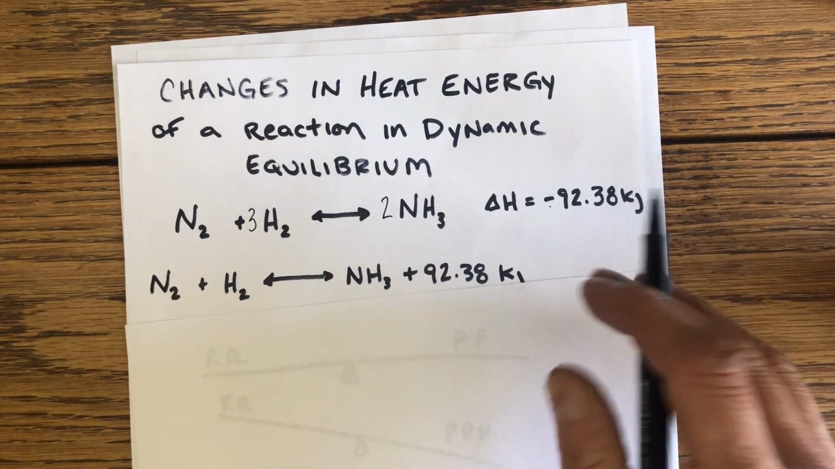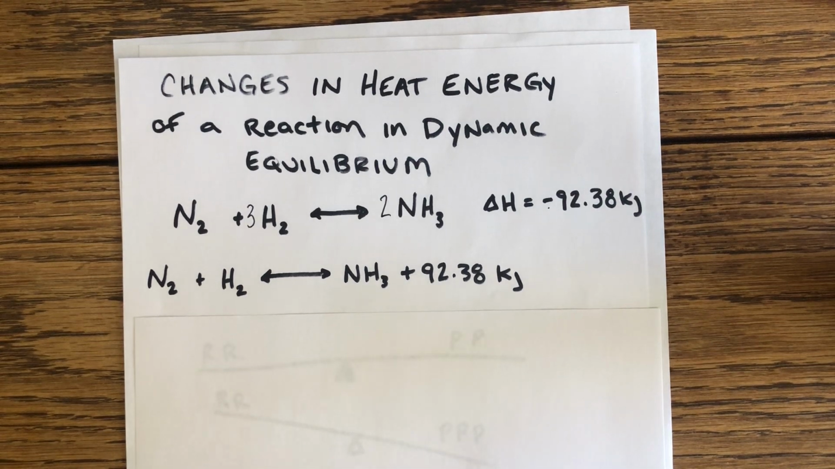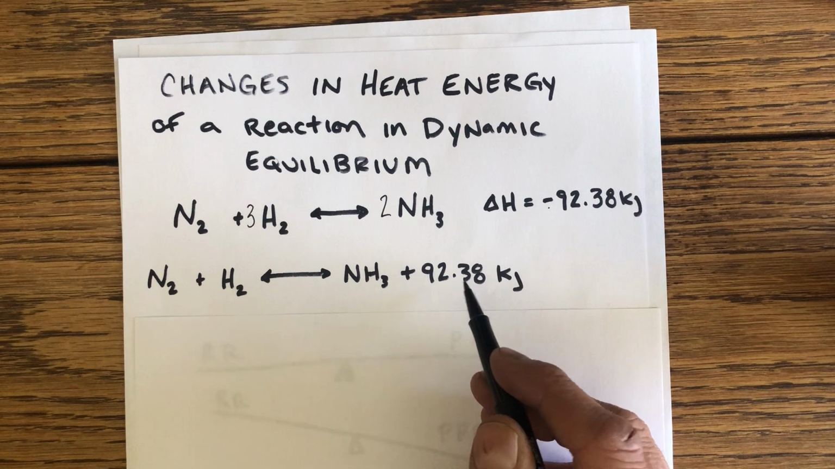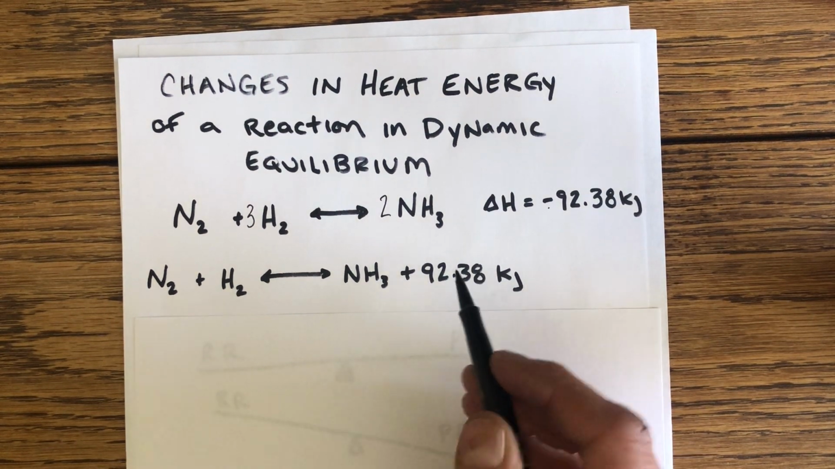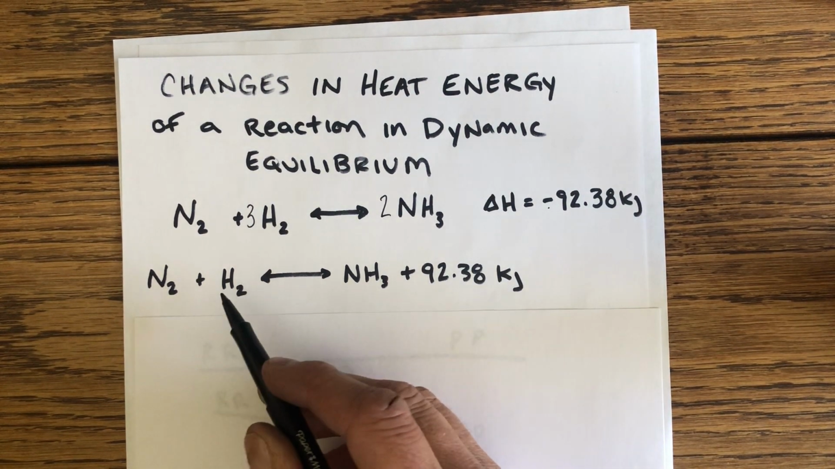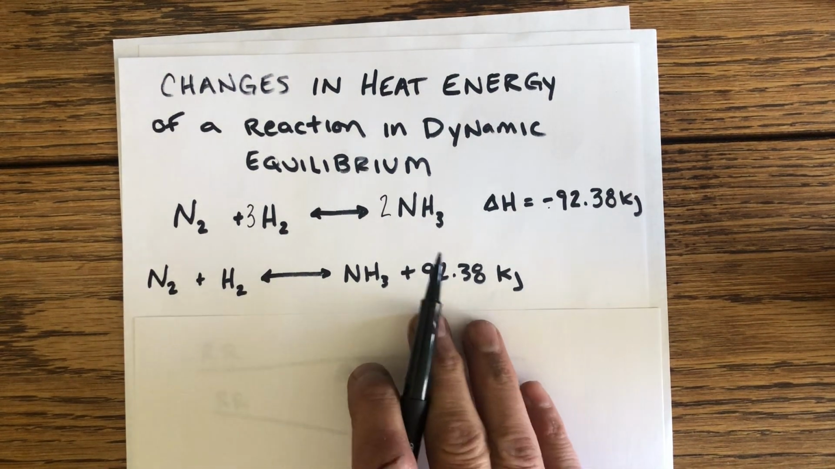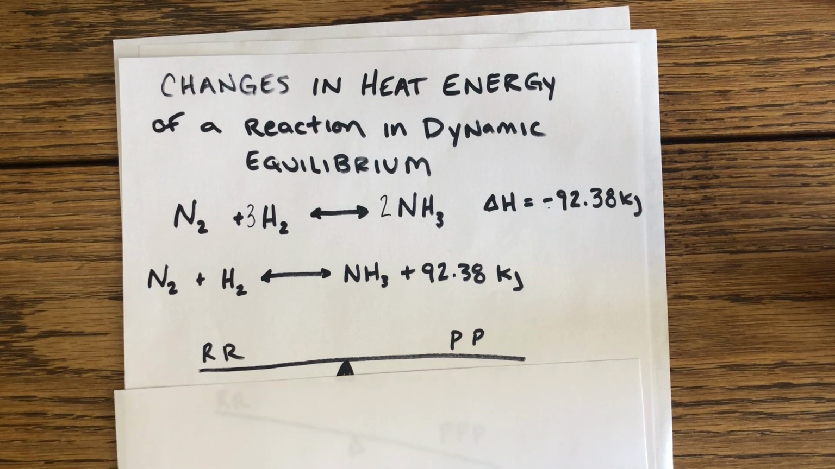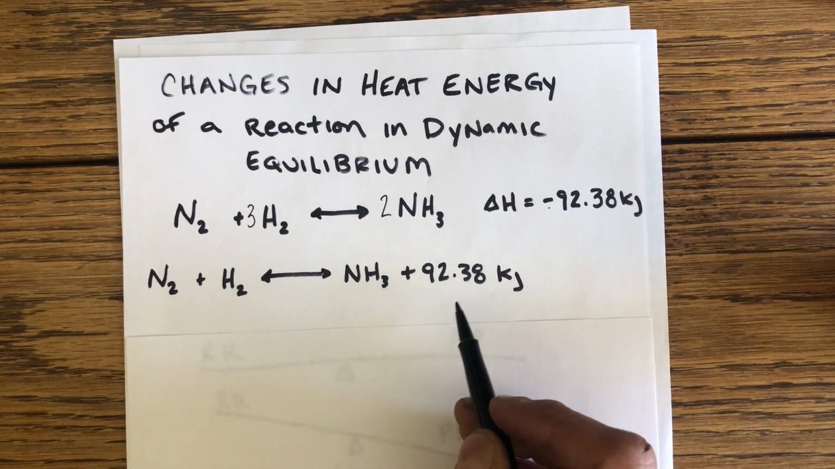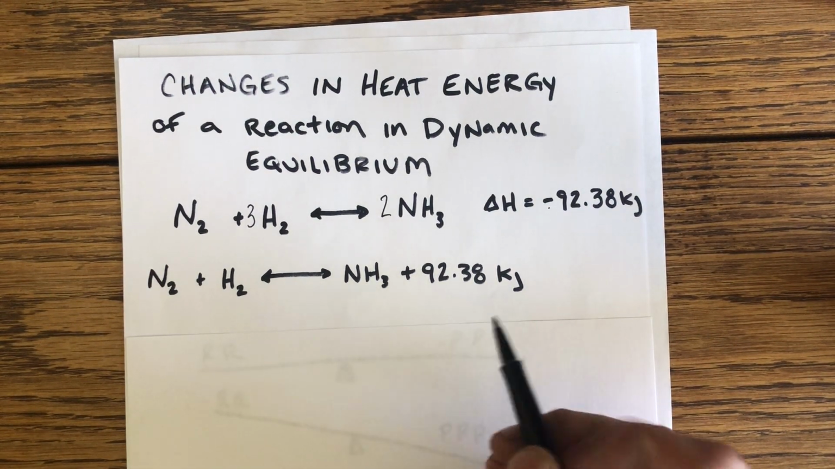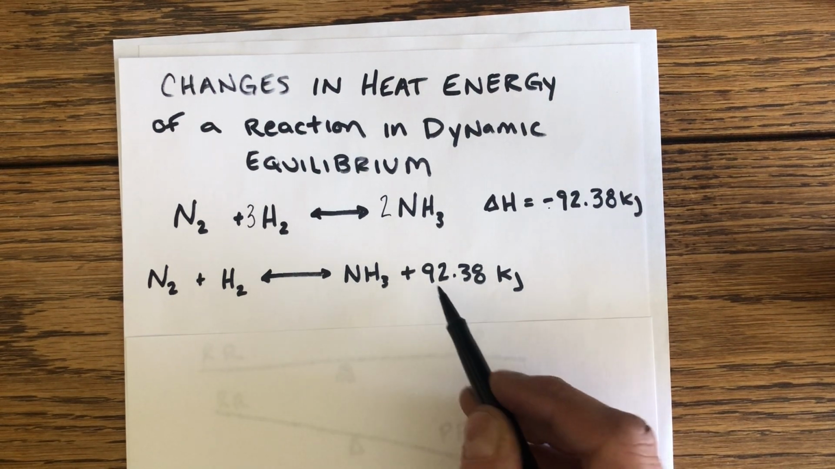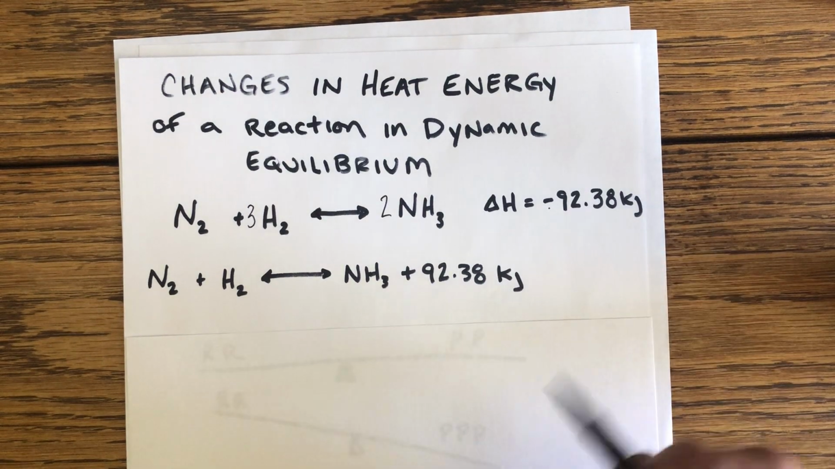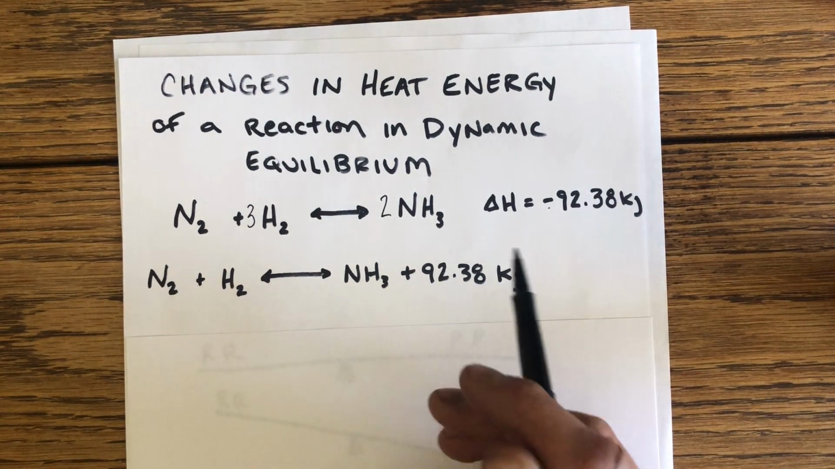Another way to write an equation like this is to include that energy as a product. If it were an endothermic reaction, the energy would be on the reactant side, but this is an exothermic. So let's just think about how this works. Energy is not really a product. It's not a substance, but we can think about it in those terms for this. All right, it's actually something that is produced, if you like, in a reaction like this.